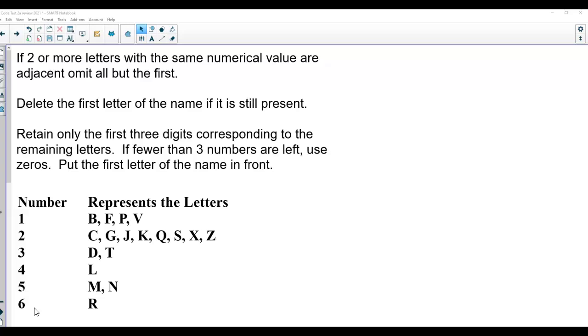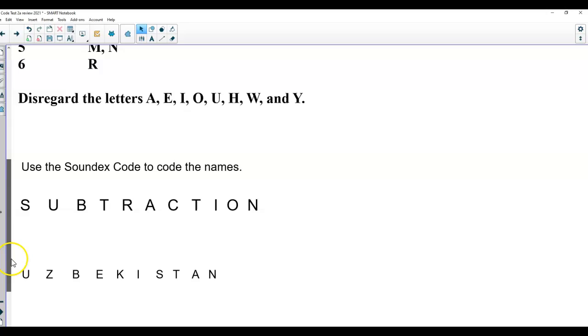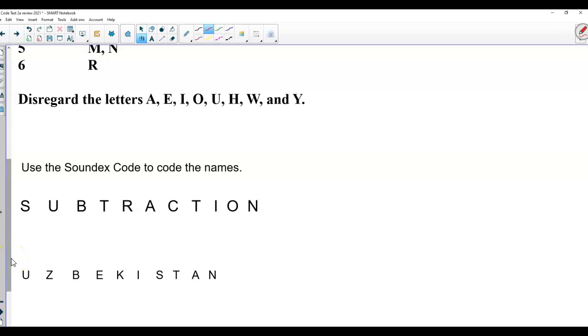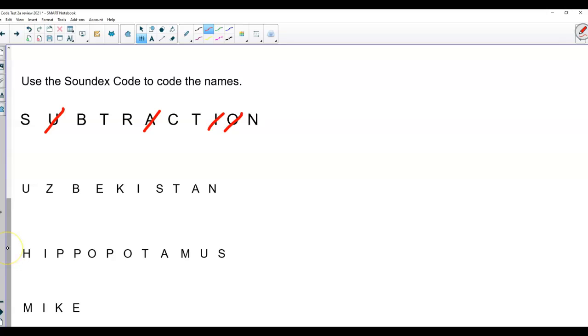So, we're going to disregard first any vowels, H, W, or Y. So U, A, I, O goes away. U, E, I, A goes away. H, I, O, O, A, U goes away. And then for Mike, I and E go away.